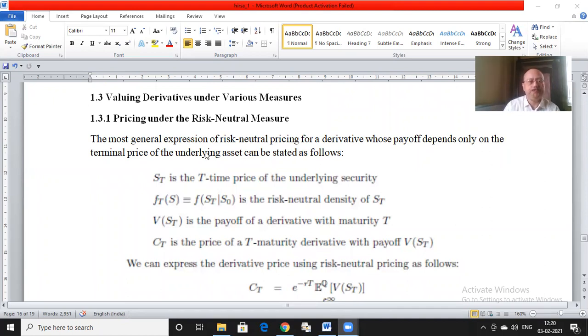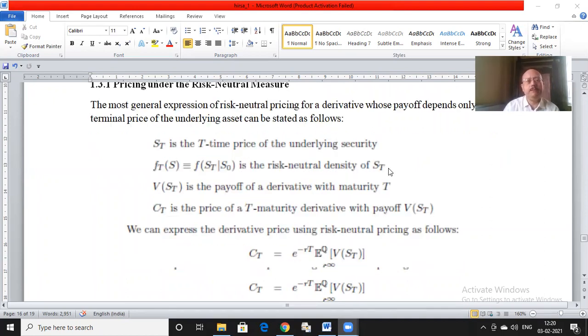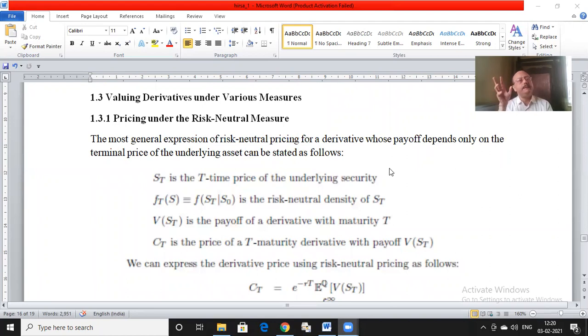So how does it go? Pricing under the risk neutral measure. This is again a recap of what we did last term. But I thought that doing this recap is useful because it will familiarize you with the notation, because some notations are slightly different from Pliska or Oksendal. So we will quickly go through this. If there are clarifications required, you have to ask me.